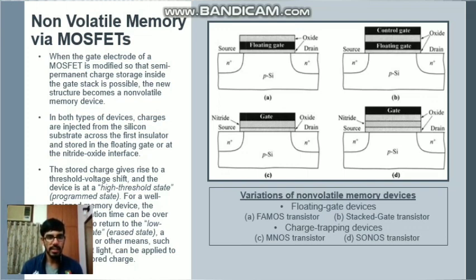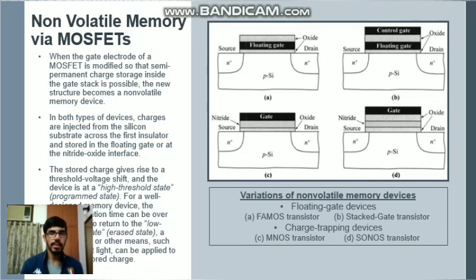In both such devices, charges are injected from the silicon substrate across the first insulator and stored in the floating gate or the nitride-oxide interface. Once the charge is stored in the gate, the MOSFET gains two states: one where the charge is stored and the second where the charge is not stored. We still need to define a process by which we can differentiate between these two states, and hence we can model the states 0 and 1 using this property of the MOSFET.